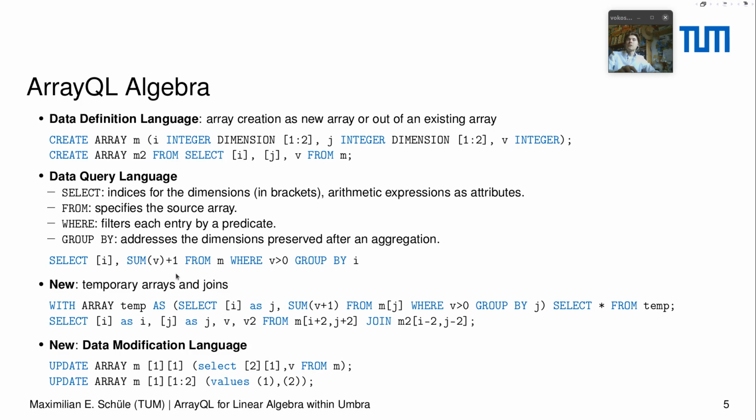What we added to the ArrayQL algebra is temporary arrays and joins. Temporary arrays are introduced with a keyword and joins are indicated by a join keyword. Also, we extended its use as a data modification language to update specific cells of an array.